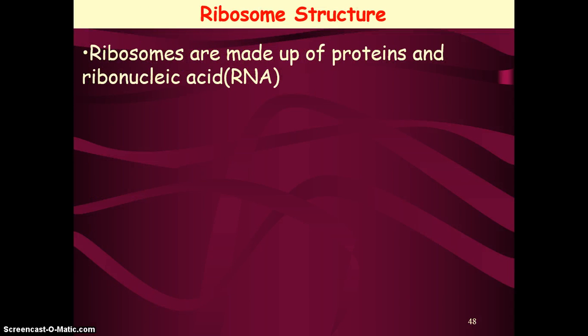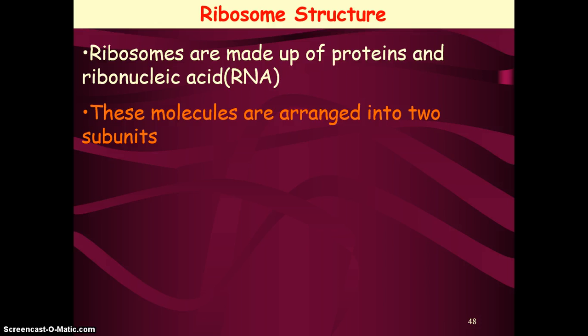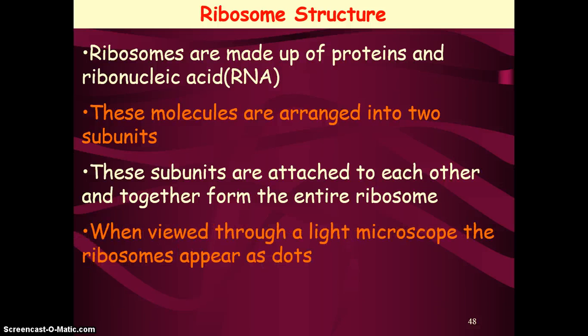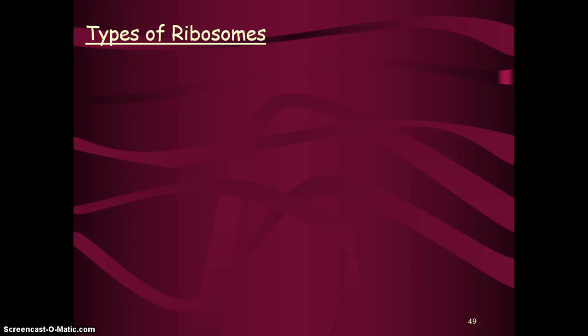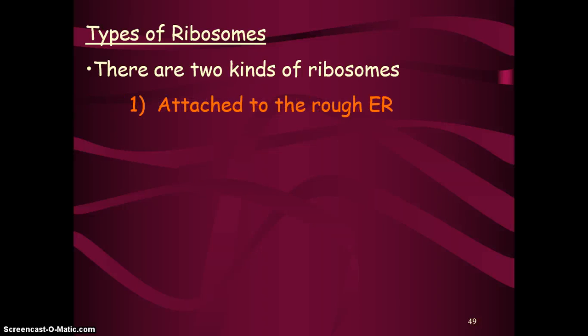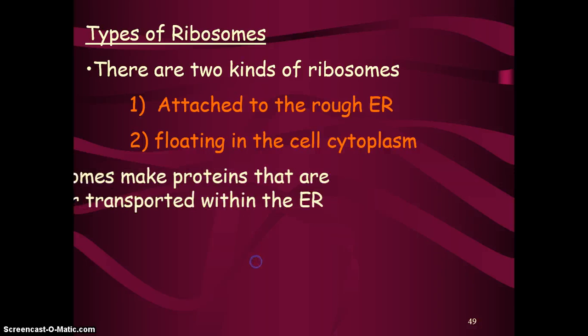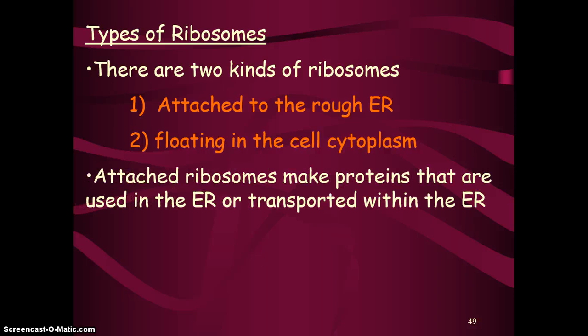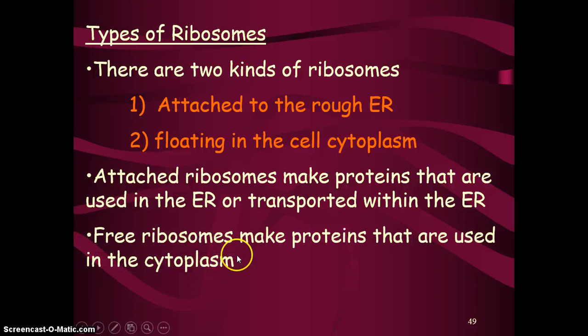Ribosome structure. Ribosomes are made up of proteins and RNA, or ribonucleic acid, and these molecules are arranged into 2 separate subunits. These subunits get attached to each other and form the entire ribosome, and when viewed through a light microscope, they appear as dots. They're actually 2 subunits together. There are 2 kinds of ribosomes: the ones attached to the rough ER, and some that are floating in the cytoplasm of the cell. The ones attached to the ER make proteins that are used in the ER or get transported within the ER. The free ribosomes make proteins that are used in the cytoplasm.